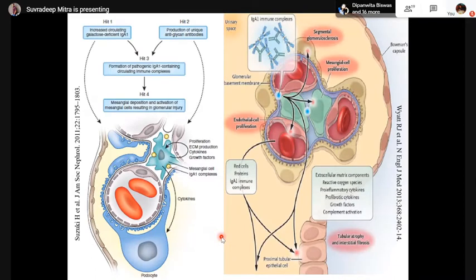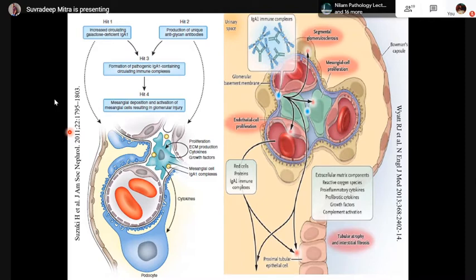Let me discuss a little bit of the pathogenesis of IgA nephropathy, which is a very common disease in our practice. This is Suzuki's article, which is a very, very good article. If you want to know about IgA nephropathy pathogenesis, you can go through this article. They have described that there are 4 hits. The first hit is that in IgA nephropathy, the basic defect is at the genetic level, and there is formation of IgA1 which is deficient in galactose.